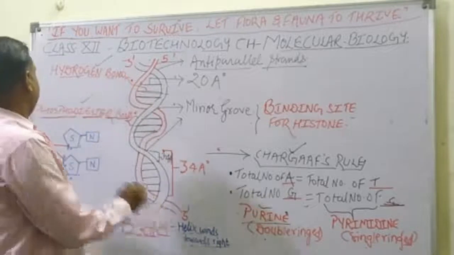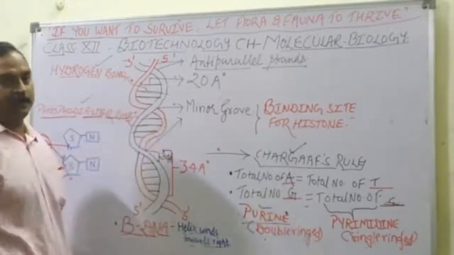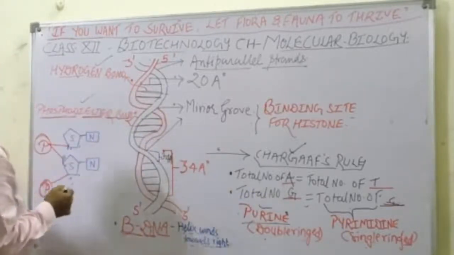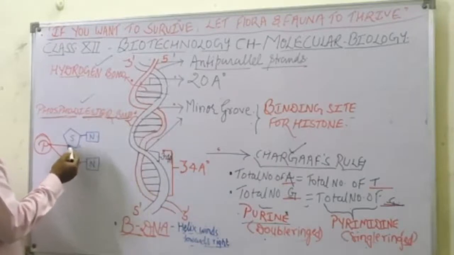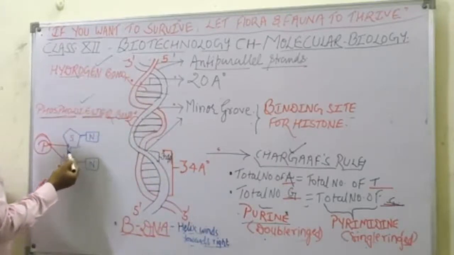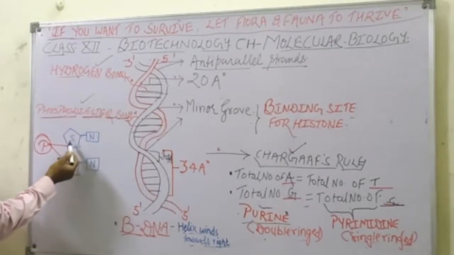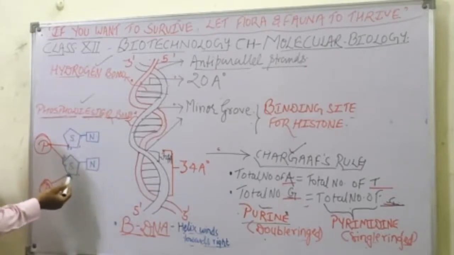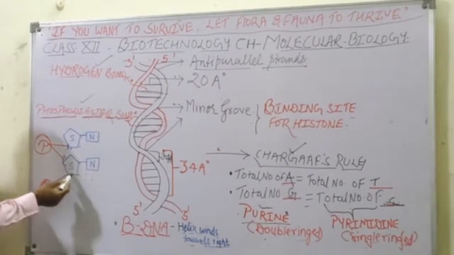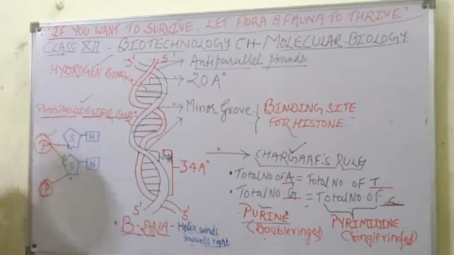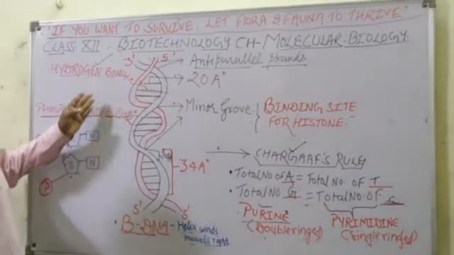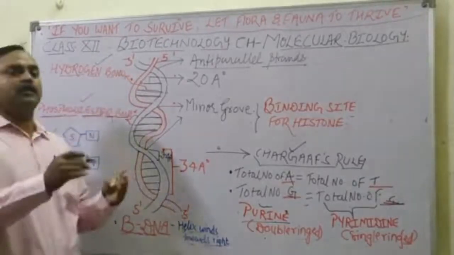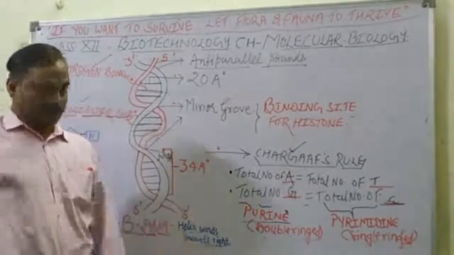adjacently by phosphodiester bond. Phosphodiester bond is the bond between the third carbon of the sugar of one nucleotide with the fifth carbon of the sugar of another nucleotide. This is called phosphodiester bond. These two bonds will be broken during DNA replication.